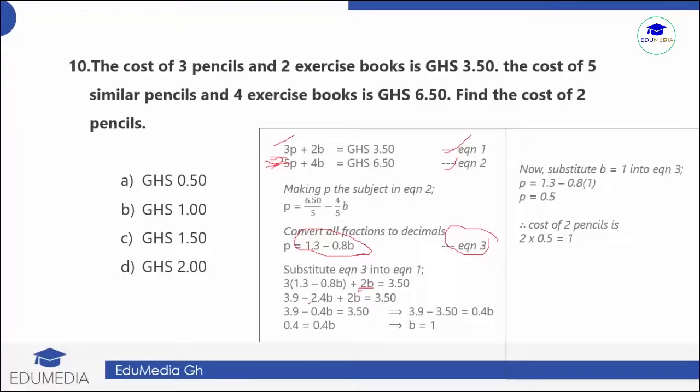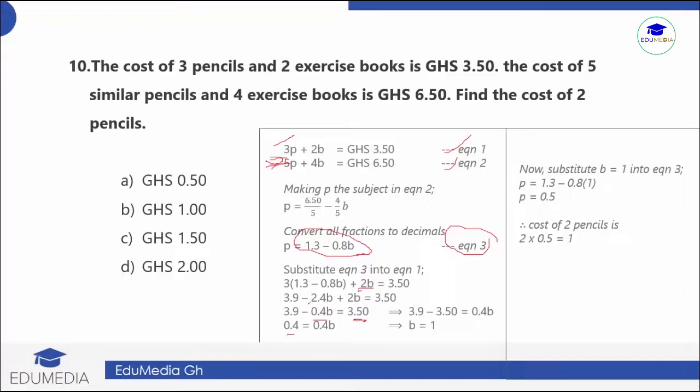So negative 2.4b plus 2b. See, these are like terms. So since they are like terms, we can easily work with them. So that gives us negative 0.4b. All right, so taking the 0.4b to the right side, and the 3.50 to the left side, you get 0.4 equals 0.4b.